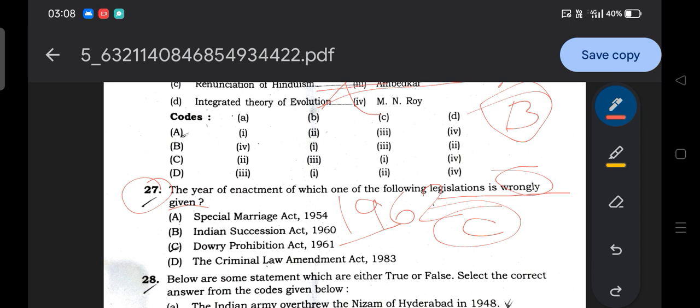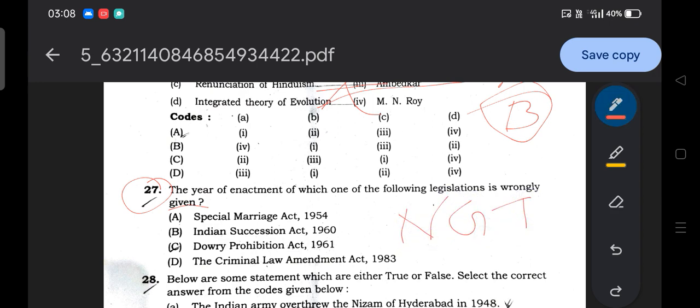These few acts you have to remember, especially the year. And similarly your NGT. Can anyone tell me the year of formation of NGT? NGT means National Green Tribunal. It's an important body which was created in 2010, and its headquarters is in New Delhi. Previous questions. Hope you understand.